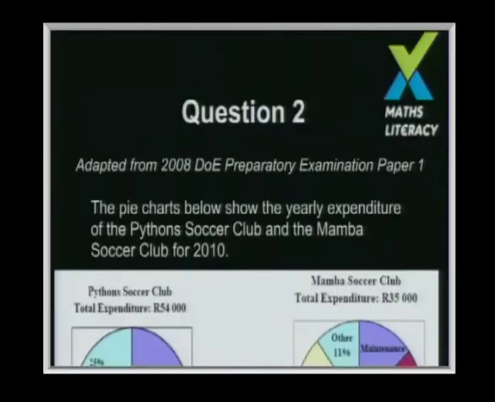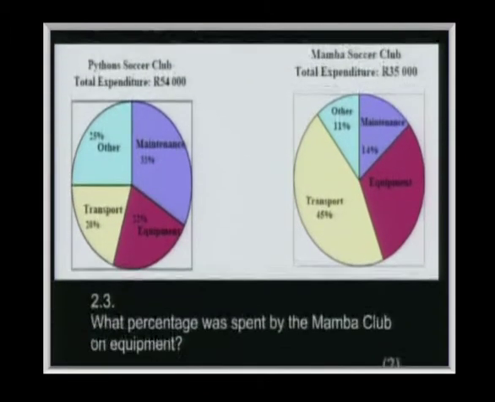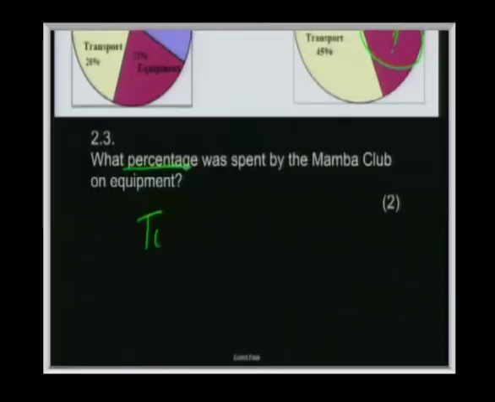Let's go on. Again, same graphs. So let's see what they want to find out next. What percentage was spent by the Mamba Club on equipment? Oh dear, there's nothing written there. So we need to calculate it. So remember, with pie charts, we need a total of 100%. So let's write that down.